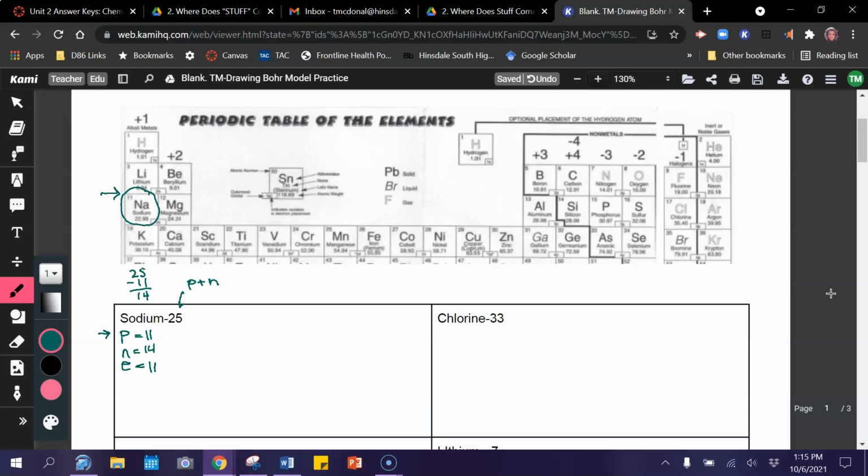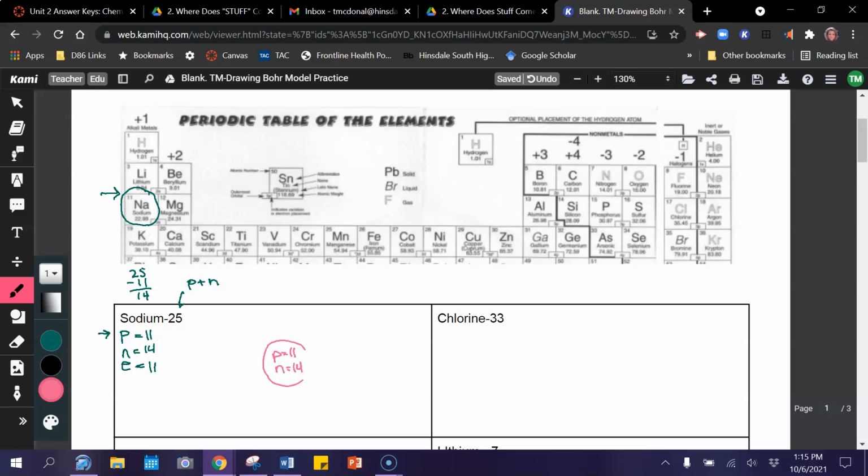Now in the past I've had you actually draw out the physical protons, neutrons, and electrons, but now we don't need to do that anymore. So now in the center of our atom we're going to just write P equals 11 for 11 protons and N equals 14 for 14 neutrons. Now I have to place my 11 electrons around this nucleus.